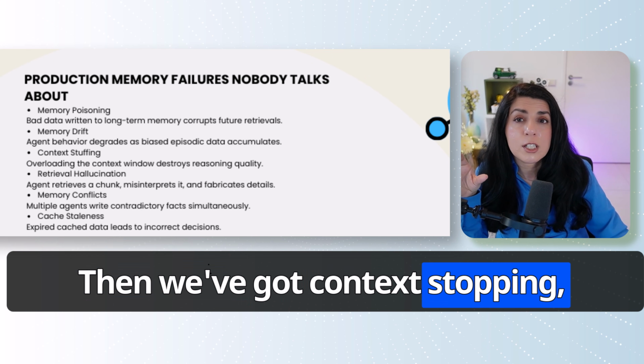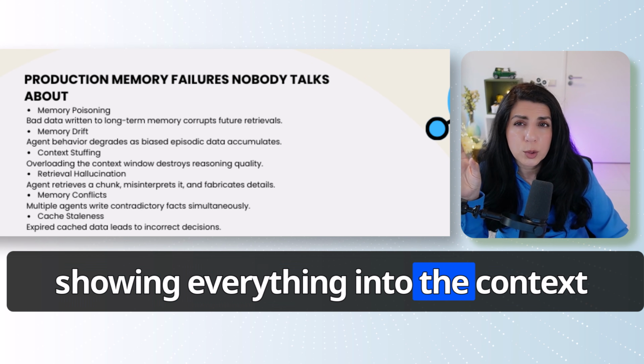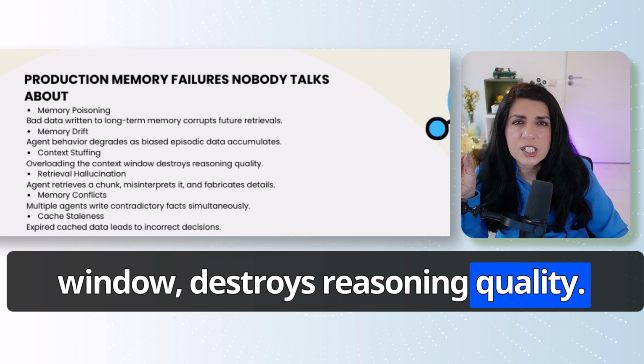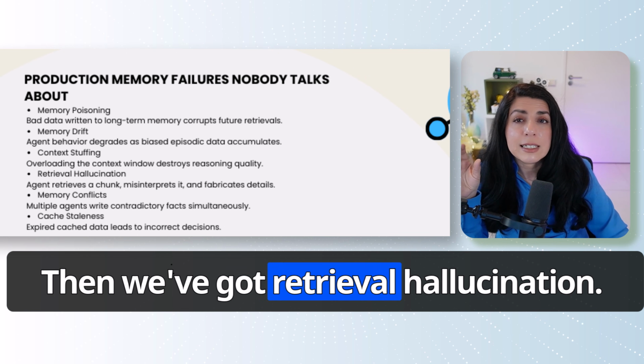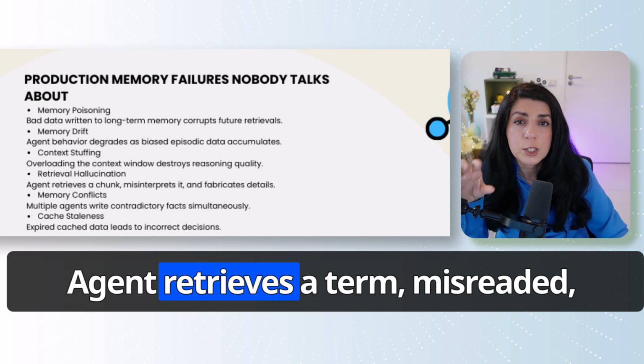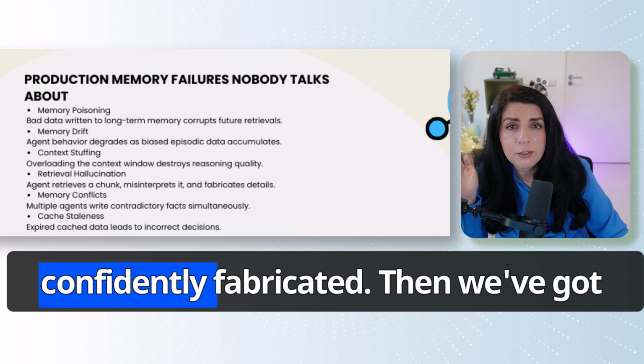Then we have context stuffing: shoving everything into the context window destroys reasoning quality. Then retrieval hallucination: the agent retrieves a chunk, misreads it, and confidently fabricates the rest.